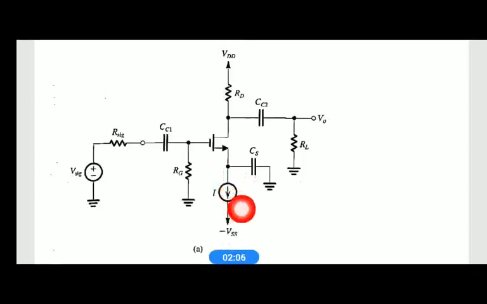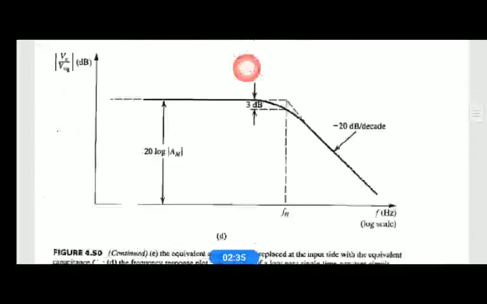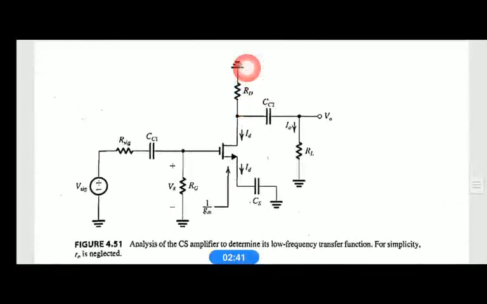Since it is open, this is also of no use, so minus VSS we connect to ground. Even if you connect it to ground, since it is open circuited, this whole thing is open and we will remove it. And here we connect VDD directly to the ground, making VDD 0. This is our actual AC equivalent circuit, the equivalent circuit for analysis of the low frequency response of the CS amplifier. Here we made it ground, and here the thing is removed.